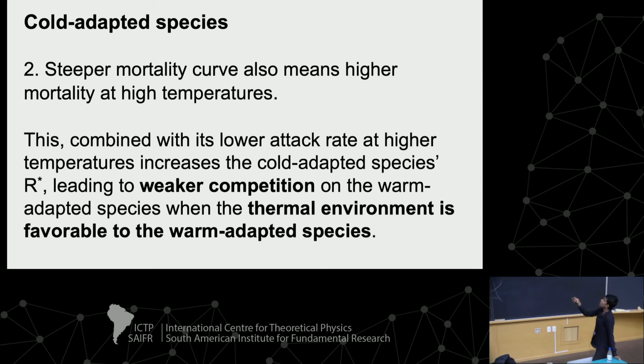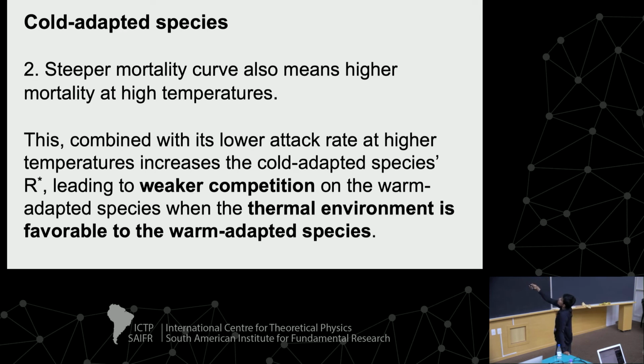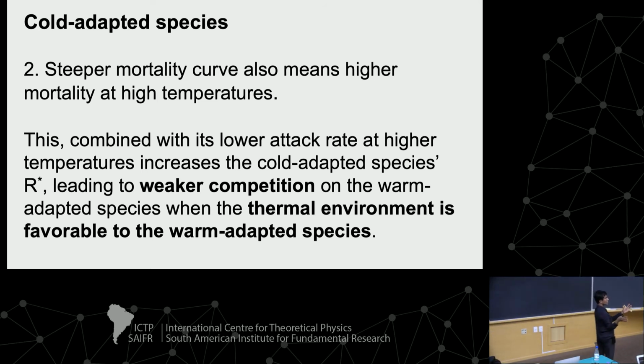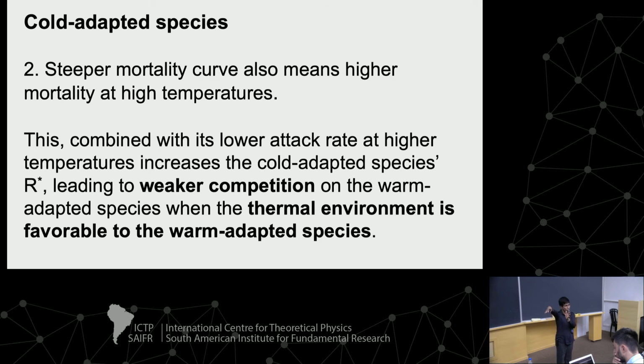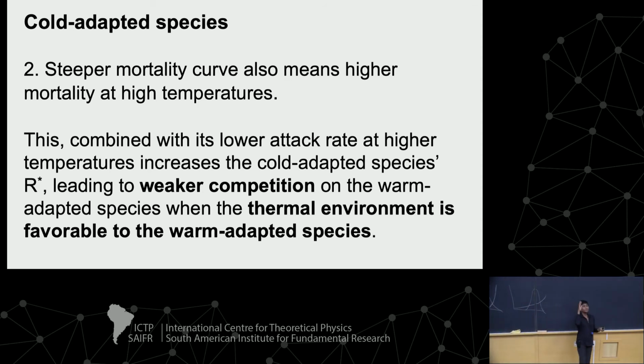It is going to have a lower attack rate at higher temperatures, which increases the cold adapted species' R star, leading to weaker competition on the warm adapted species when the thermal environment is favorable to the warm adapted species, right? So when the environment is favorable to the warm adapted species, which is when you are at this end, you have such high mortality on the cold adapted species that it cannot exert much competition, because the warm adapted species has its favorable moment when the cold adapted species is dying, right? That was the whole point of the separation.